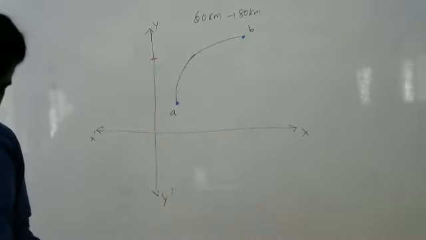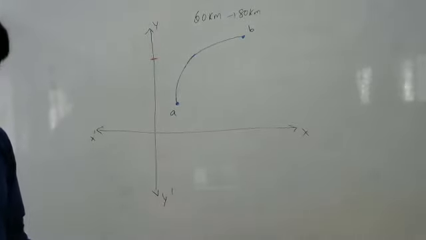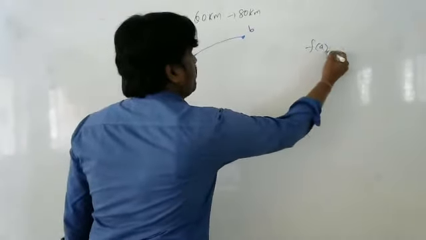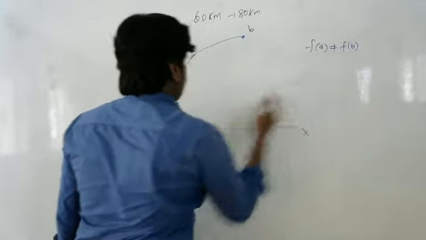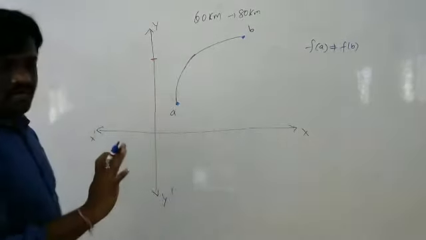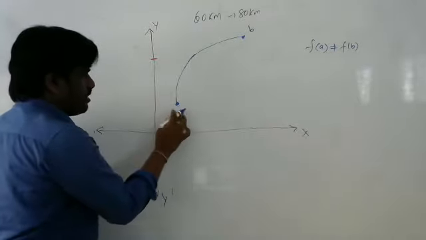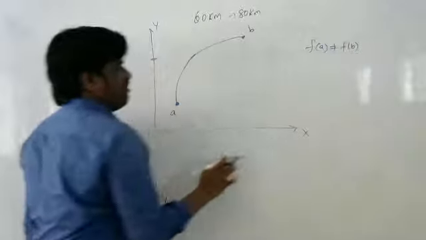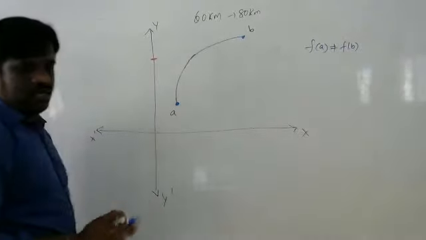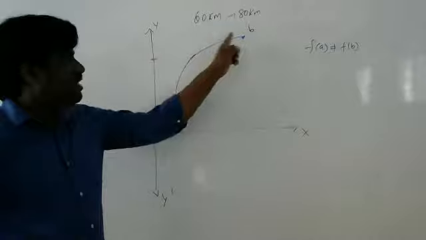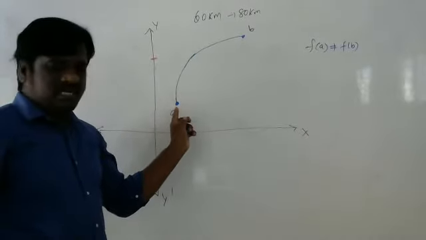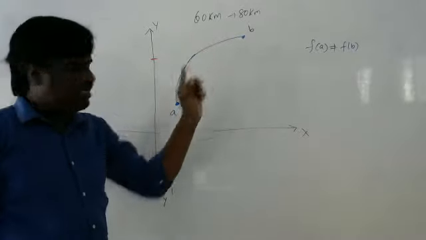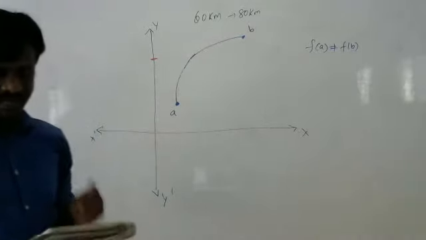F is a function continuous in the interval A comma B, where f of A is not equal to f of B. Listen to me carefully. F of A means home and college are not the same. This is the boy's place, this is the home and this is the college. The condition is that f of A is not equal to f of B. It is continuous, which means the road from A to B has no breaks, nothing like that. You can travel from A to B. That is the meaning.